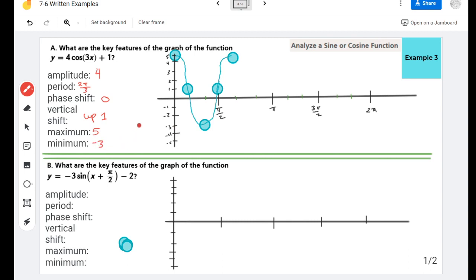Most of these you can get from the equation pretty easily, but the minimum and the maximum, I find that most students can't do unless they do a rough sketch.